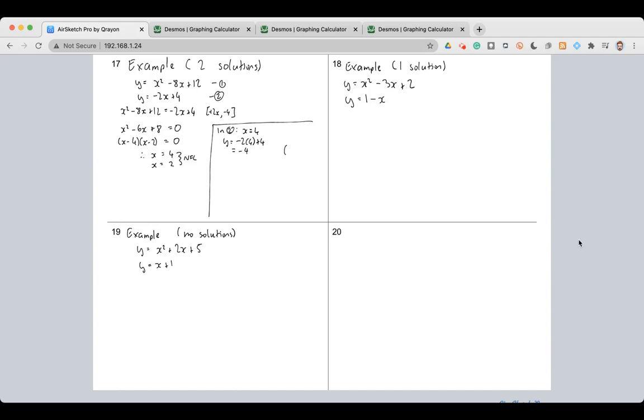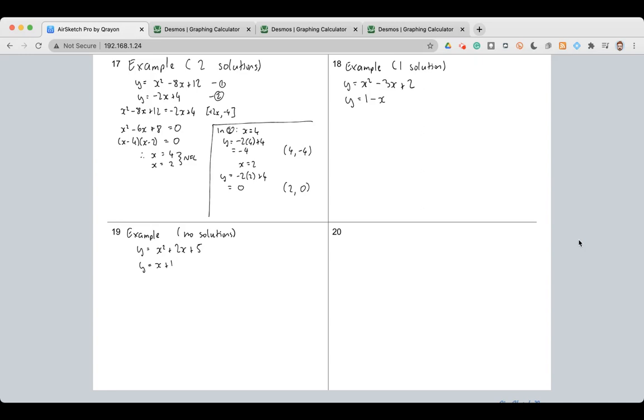And what I like to do is put the solution pair off to the side there, so 4 comma -4. And when x equals 2, I have y equals -2 multiplied by 2 plus 4. -2 times 2 is -4 plus 4 is 0. So my other solution pair is 2 comma 0.